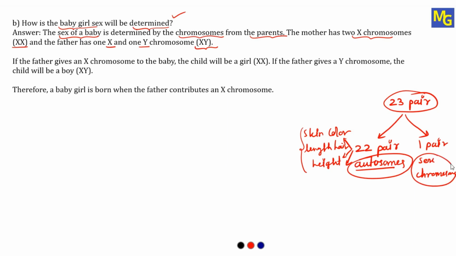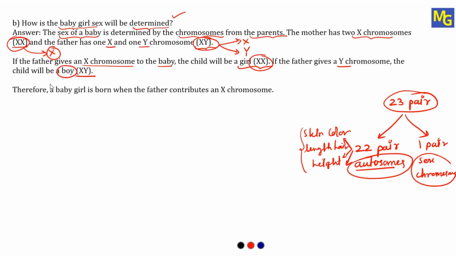Remember, in females, in the mother, the sex chromosomes are XX, and in the father, the sex chromosomes are X and Y. If the father gives an X chromosome to the baby, the child will be a girl, because in the mother both are XX. So all the eggs are going to have an X chromosome. But in the father, since the sex chromosomes are X and Y, some sperms will have X, some sperms will have Y. So if the father gives X, then the X from the mother makes XX, a girl child. If the father gives Y, then Y and the X from the mother make XY, and the child will be a boy.